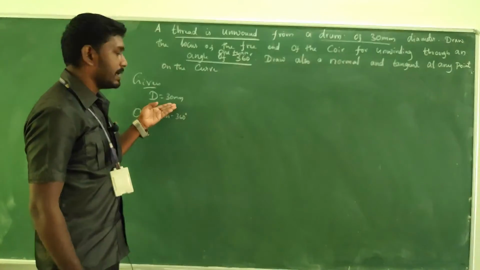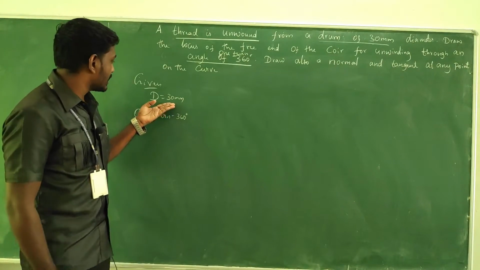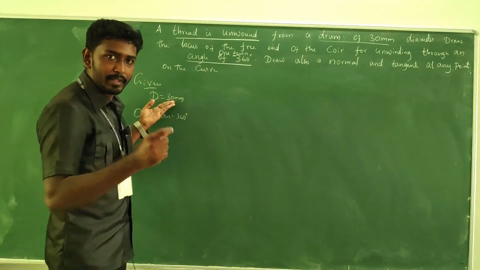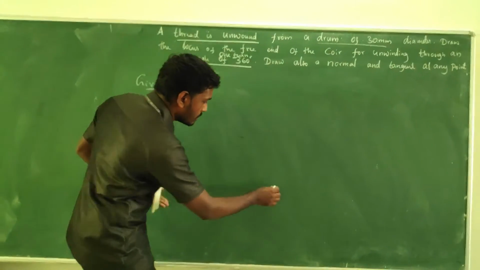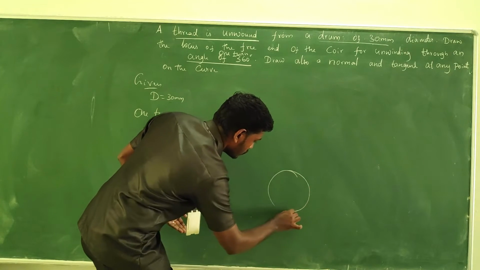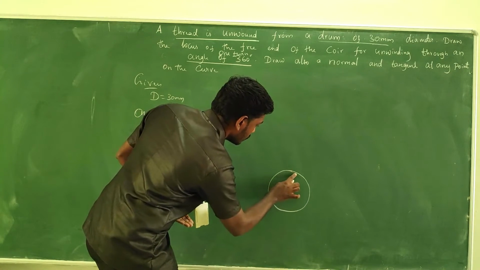So first start with the diameter of the circle. The diameter is given as 30. So you read 15 mm in your compass, that means the radius, and go for a circle. So it comes like this.